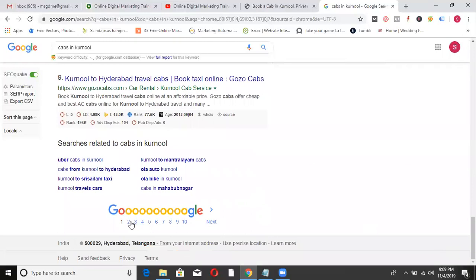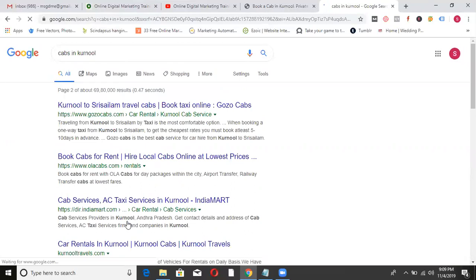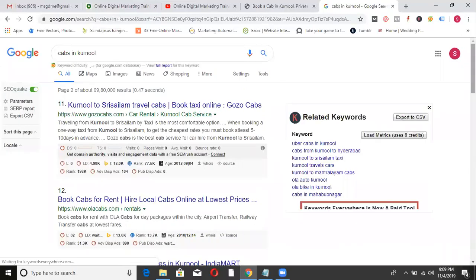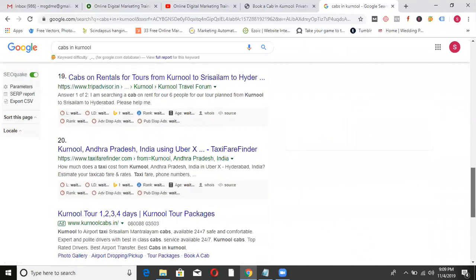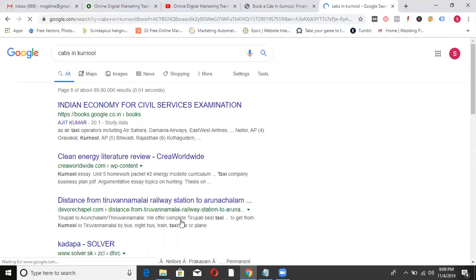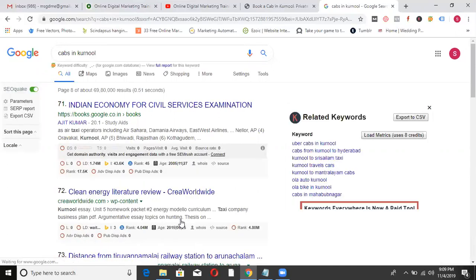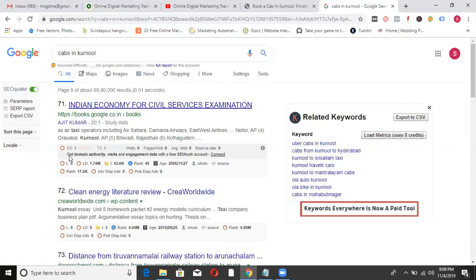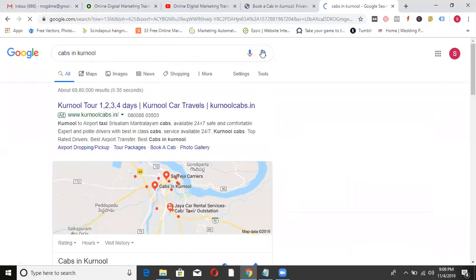Will you go to the second page? No. Never go to the second page. I assume there are few people in the world who'll go to the second page also. But your website is not even on the second page. Assume that your website is on the 8th page. Does anybody come to your website? No, right? So at that time, making your website move from this position to the top 10 positions is called SEO, search engine optimization.